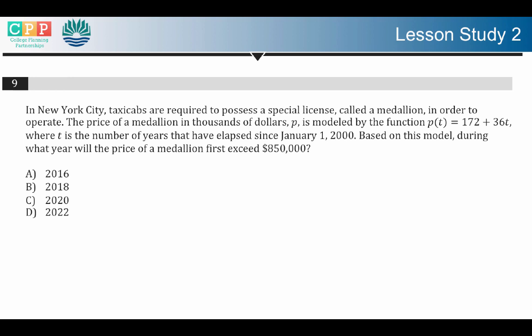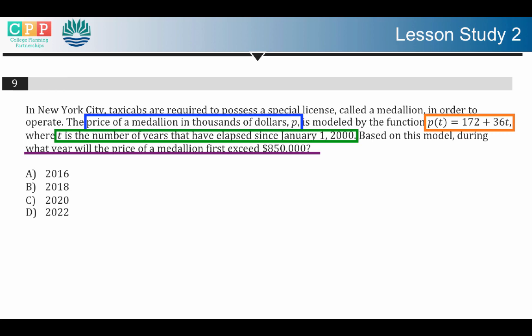$850,000? So the key to this is the price of the medallion, highlighted in blue here, is in thousands of dollars. Thousands of dollars, okay? The orange is the equation. T is the number of years that have elapsed since January 1, 2000. And the question is underlined in purple. What year will the price of the medallion first exceed $850,000?